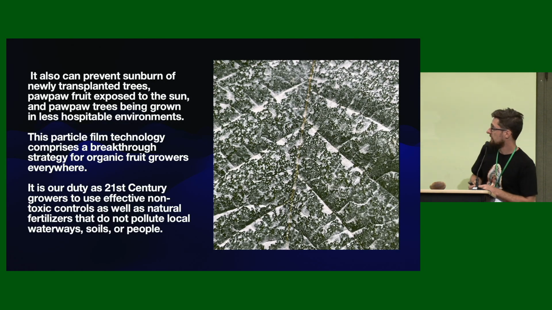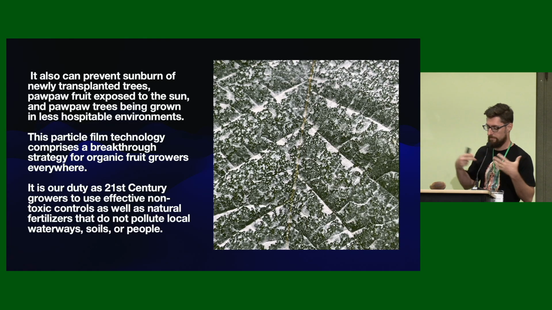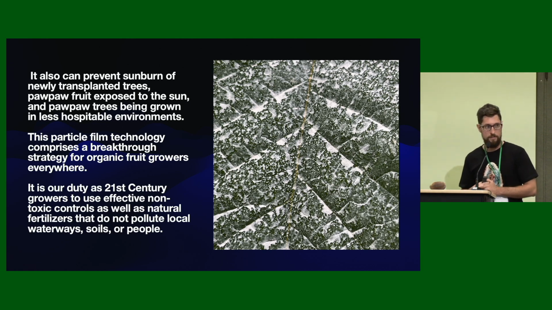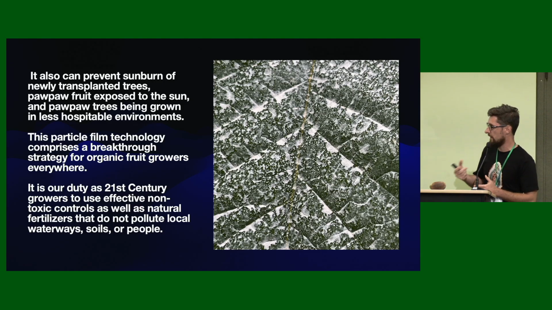This is a close-up of a leaf sprayed with Surround. It can also help prevent sunburn because the white color reflects sunlight. So when pawpaws are being grown in less hospitable environments, like sunnier, warmer locations, maybe even outside of the U.S. or places like Texas or California, this could be a game changer to help your trees really thrive. It's our duty as 21st century growers to use effective non-toxic controls as well as natural fertilizers that don't pollute local waterways, soil, or people.